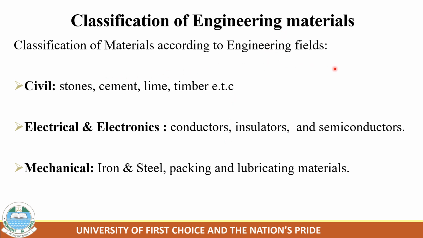Material can be classified according to engineering field. So we have different engineering fields. Under civil engineering, we have materials that are commonly used there. We have stone, cement, lime, timbers. All these materials are the engineering materials that are peculiar to civil engineering.